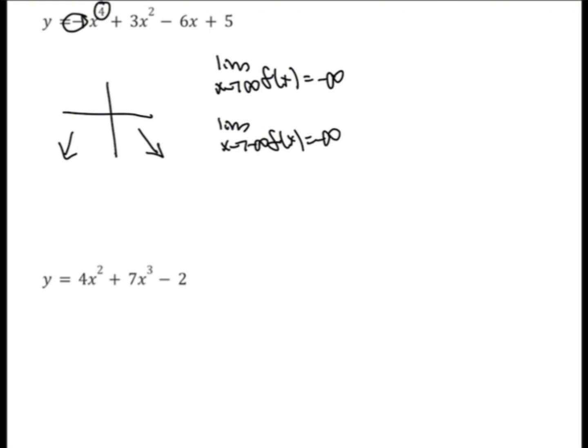And next we will look at the second question. It may seem like this is the term with the leading coefficient and the degree, but it's actually this one because it's the highest. This is a positive leading coefficient and odd degree polynomial, so that means it's going to look something like this. And we can write the limit statements again.